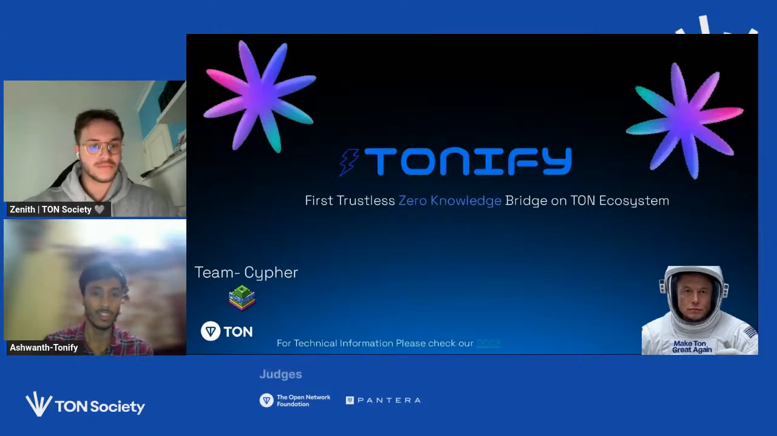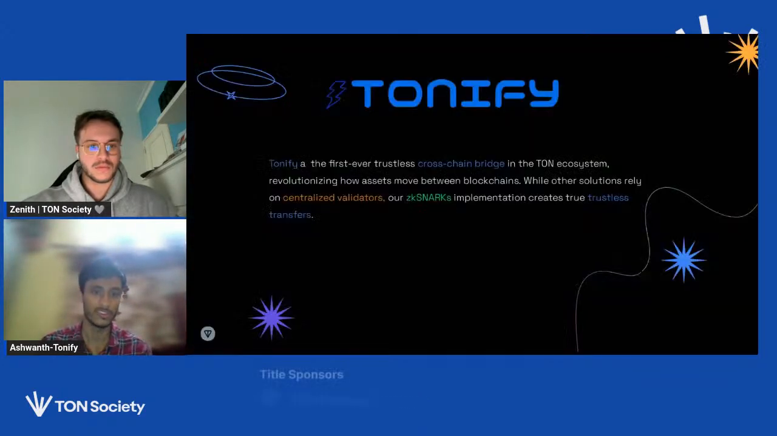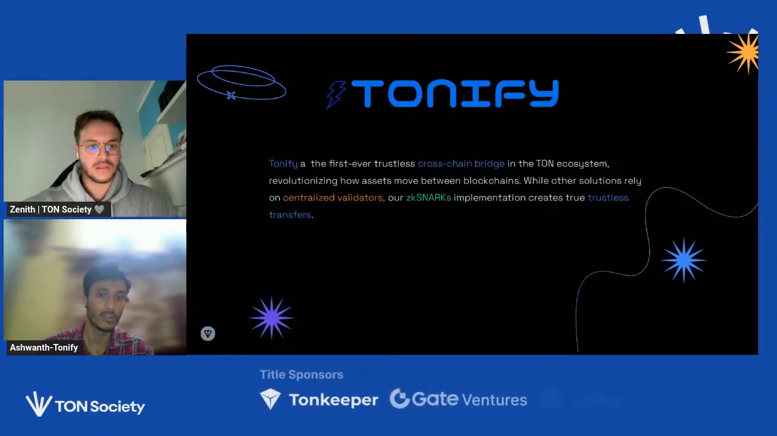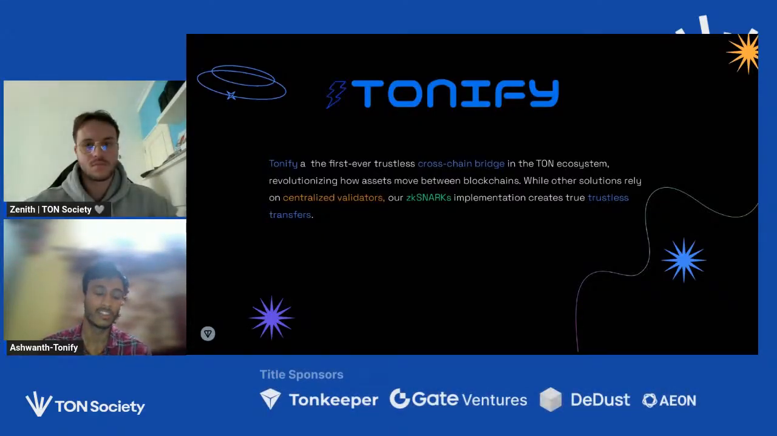Yeah. So, hi everyone. Our project is Tonify. It's the first ever zero-knowledge bridge on the Ton ecosystem. Tonify is the first trustless cross-chain bridge being built on the Ton ecosystem, which makes use of ZK-SNARKs, which creates a trustless mechanism for asset transfer.